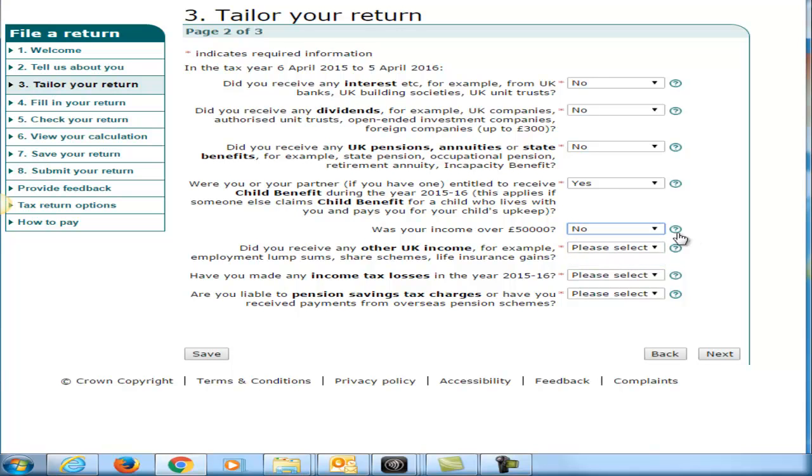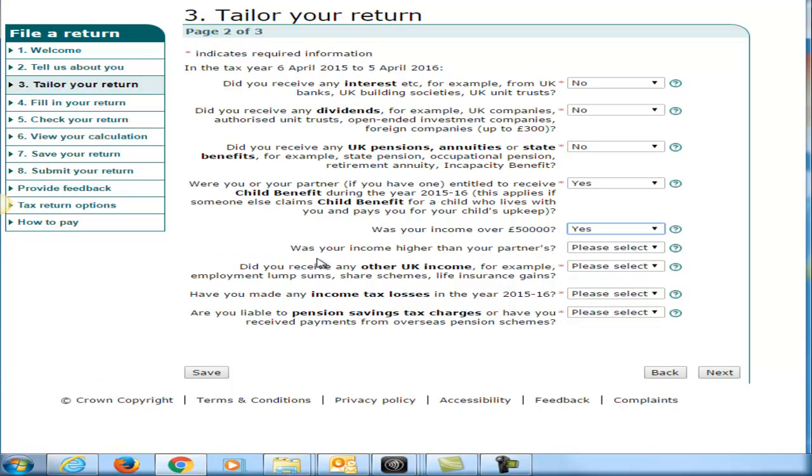So if I put in no, nothing happens. If I put in yes, it then says, was my income any higher than my partner's? So I might have income of 50,000, but my partner might only have income of 20,000. So that then asks if my partner's income was greater than mine. If the partner's income is greater than the 50,000 and greater than mine, then the partner would be the person that would have to pay back the child benefit, irrespective of who actually received it. So I'm going to put these back as no.